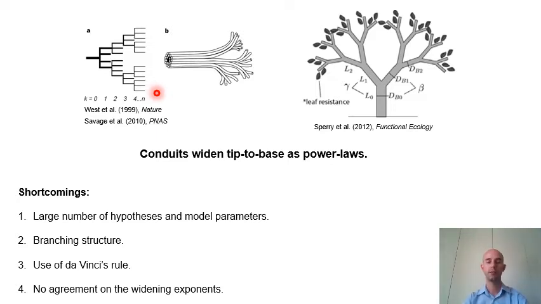Subsequent studies employed further and introduced additional hypotheses and parameters, but all these studies show the following shortcomings. They typically introduce a large number of hypotheses and model parameters. They also use the branching structure, which is a gross approximation of the reality. And they use some untested assumptions, such as, for example, the Da Vinci rule, which has not been empirically confirmed yet. And finally, they do not agree on the widening exponents. Typically, this ranges between 0.2 and 0.5.